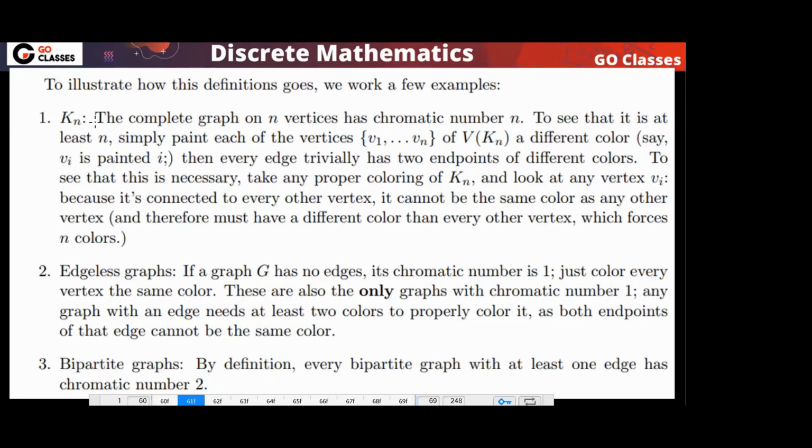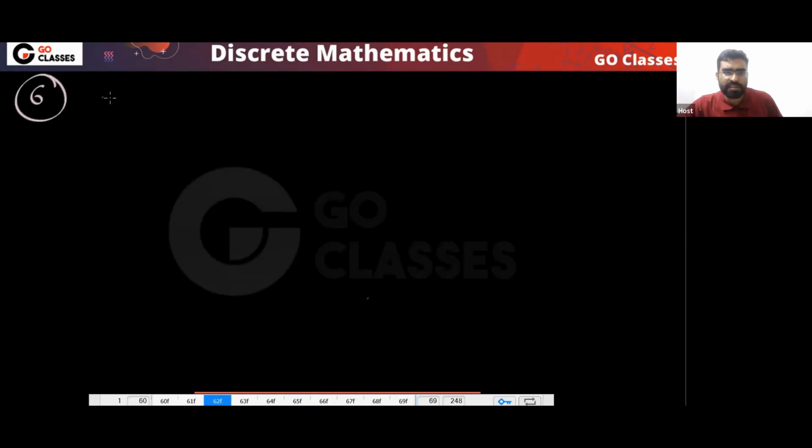So let's see. We have seen Kn, we have seen edgeless graph, we have seen bipartite graph. Bipartite graphs with at least one edge have chromatic number 2. The sixth category is the complete bipartite graph, KMN. What can you say about KMN, where M is greater than or equal to 1 and N is greater than or equal to 1?